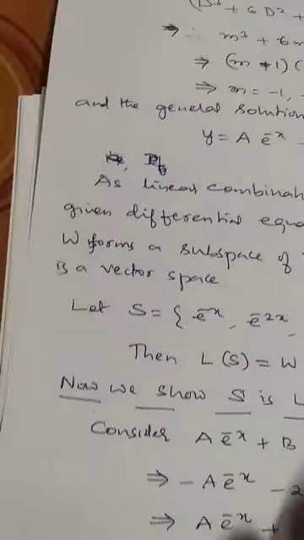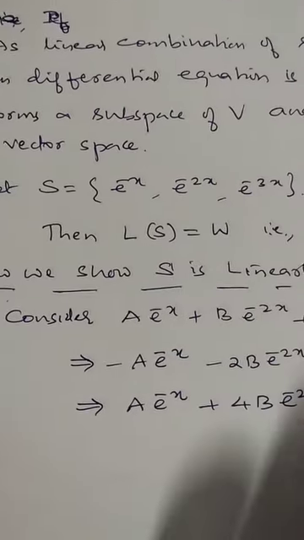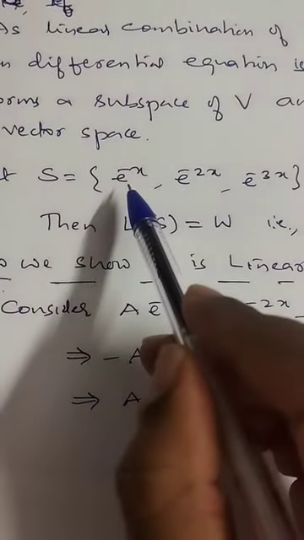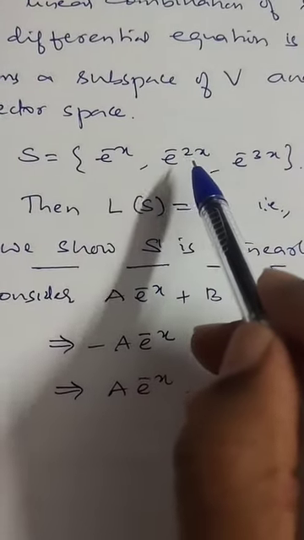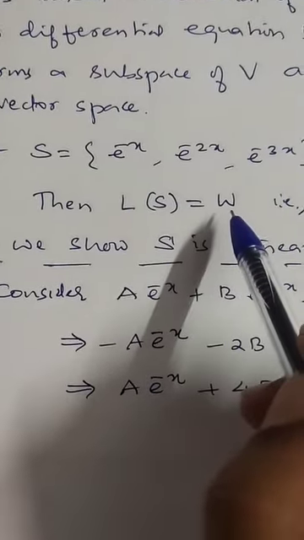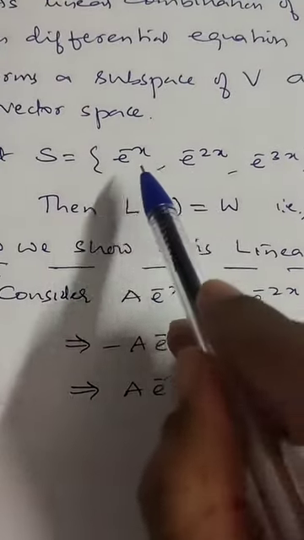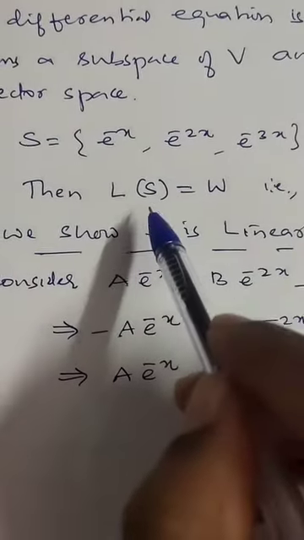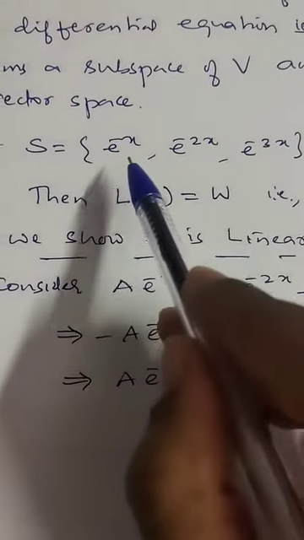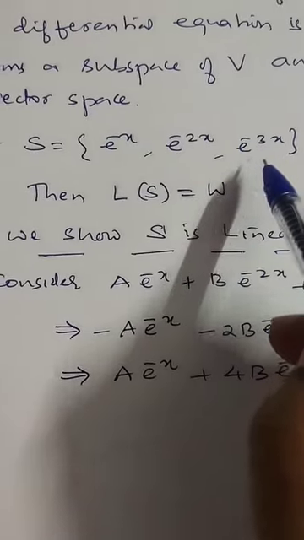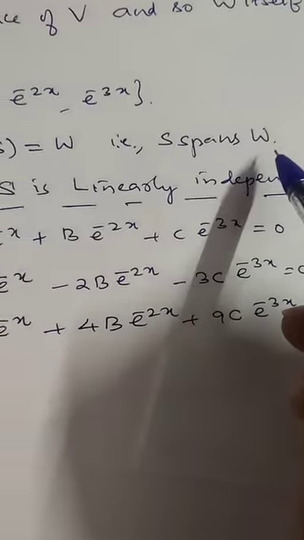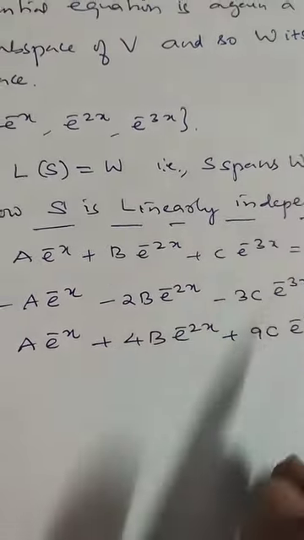Now let us find the basis of this vector space W. So let S be the set containing the solutions e power of minus x, e power of minus 2x, e power of minus 3x. Then definitely L of S spans W, because a linear combination of elements of S is again a solution. Therefore if you take any solution of the differential equation, that definitely will be a linear combination of these three solutions only. Therefore L of S is equal to W, or S spans W. Therefore it remains to show that S is linearly independent.